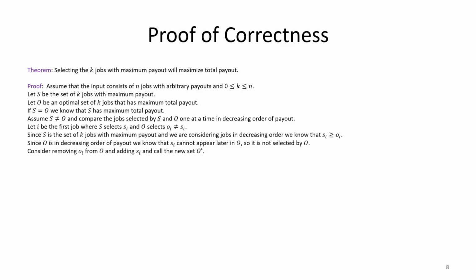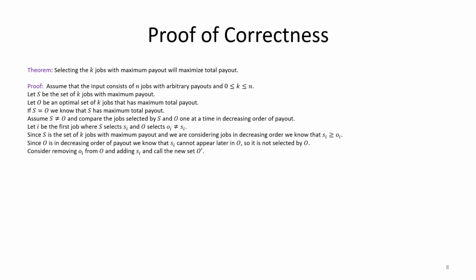Now the problem is if we go grab SI and put it back in O, we now have K plus 1 jobs. So we need to take a job out. Which job should we take out? I don't know. How about OI? Okay, we'll kick out OI and we'll put SI in instead. And we'll call the new set that we get out of this O prime.